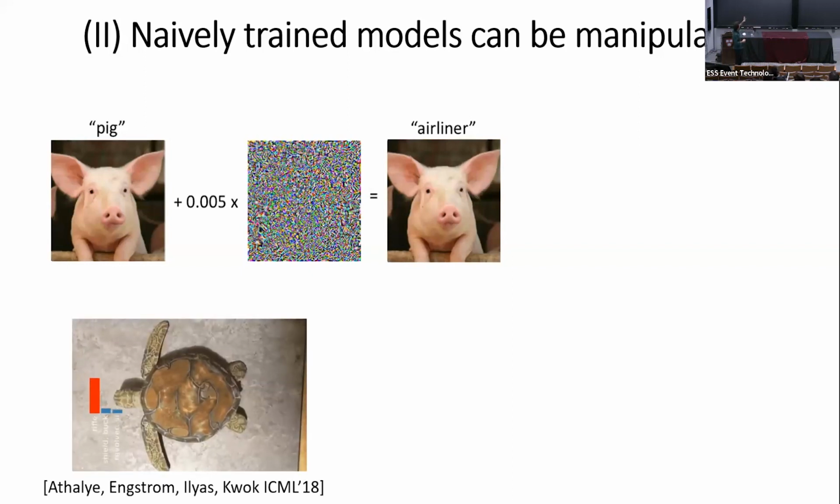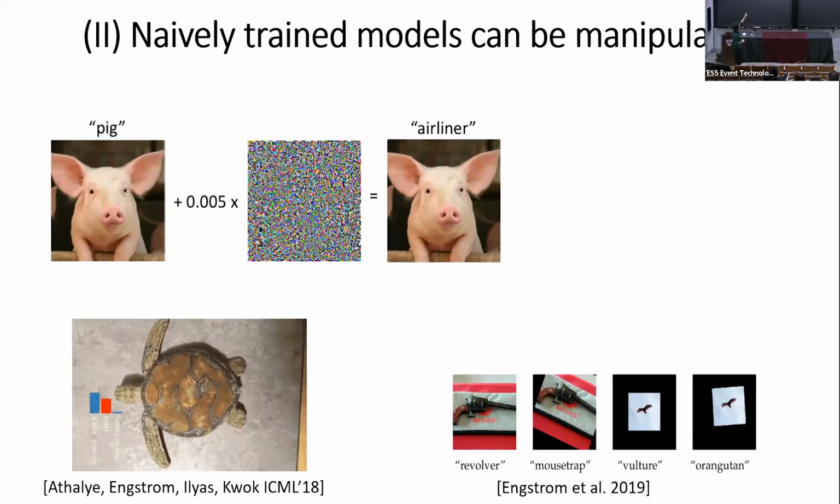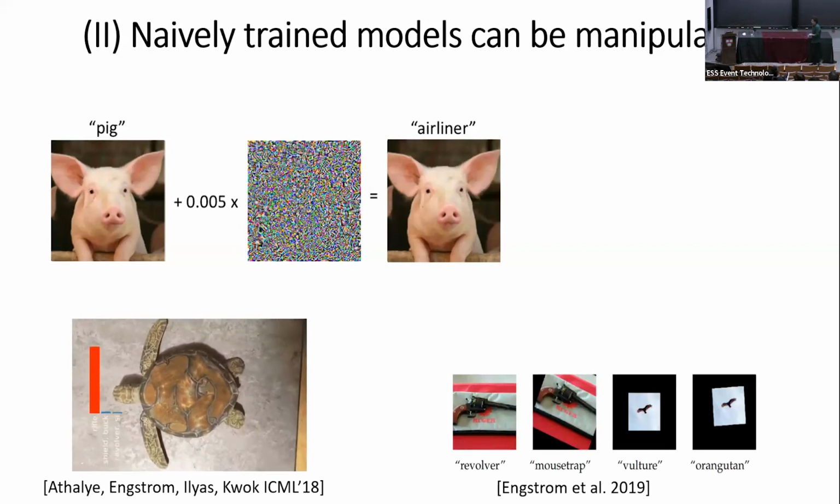And these manipulations are very common. So this is a 3D printed turtle that some MIT students printed that is recognized as a rifle. And you don't even need to mess with the painting, right? Even rotating images can fool neural nets. The neural nets are very sensitive. If there is an attacker out there who's going to try to manipulate them, they're very sensitive. And that's caveat number two.